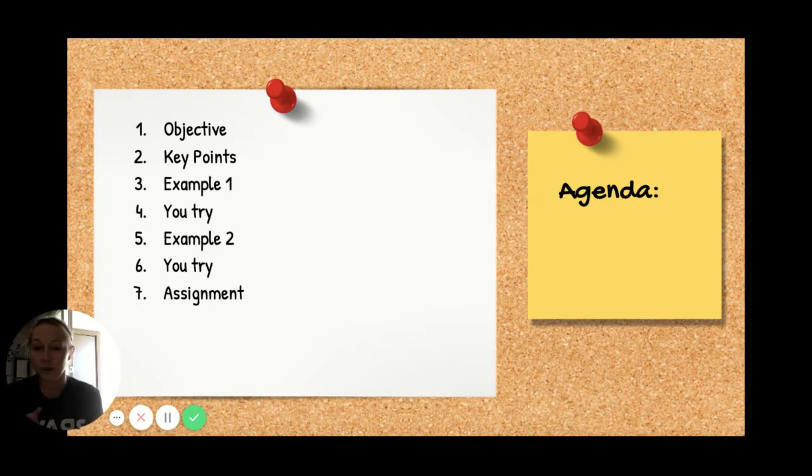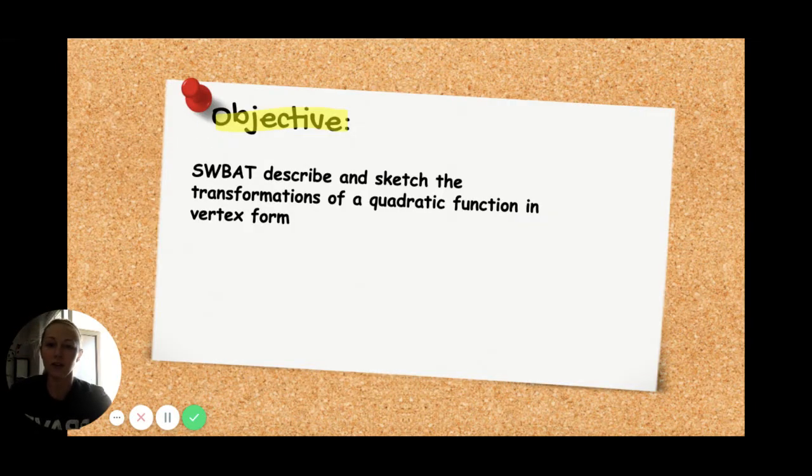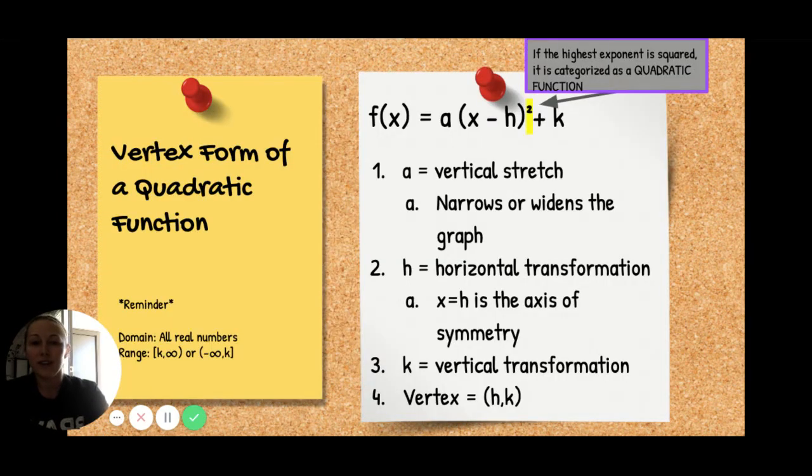So you might want to grab some paper and something to write with right now, and then come back and finish the video. And then when you finish what you think is the answer, or you get as far as you need to, then all you need to do is hit play and go ahead and keep going. Okay, so our objective this week is that you're going to be able to describe and sketch the transformation of that quadratic function specifically in vertex form. That's the easiest way to graph.